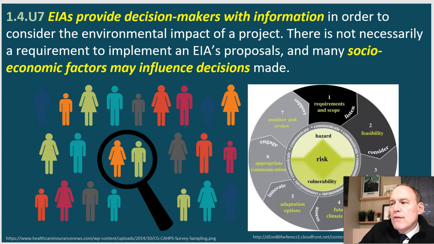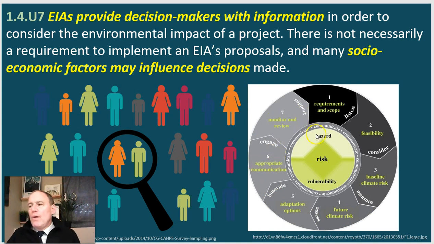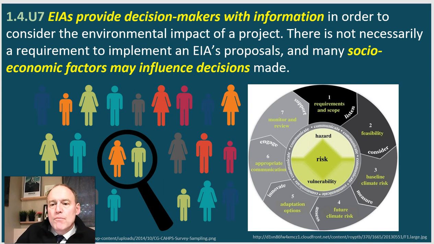And here we can see that flow chart again that I described, where requirements and scope, that's the listen, the feasibility, consider, baseline climate risk if we're looking at a global impact, future climate, adaptations, appropriate communications when we're engaging people, and then finally the monitoring and review. And you can see here we're looking at the hazard, the risk, and the vulnerability of these various systems involved.